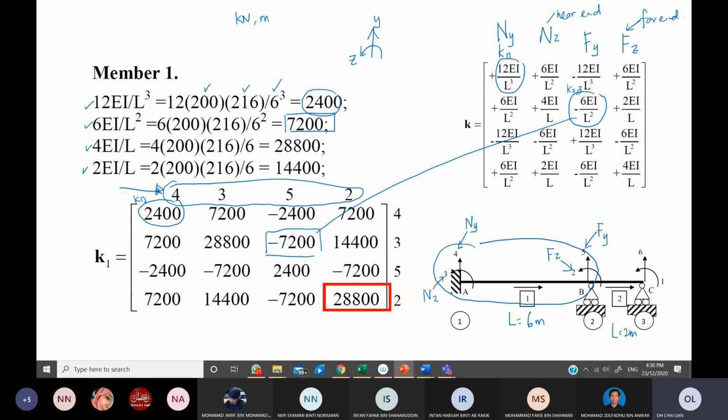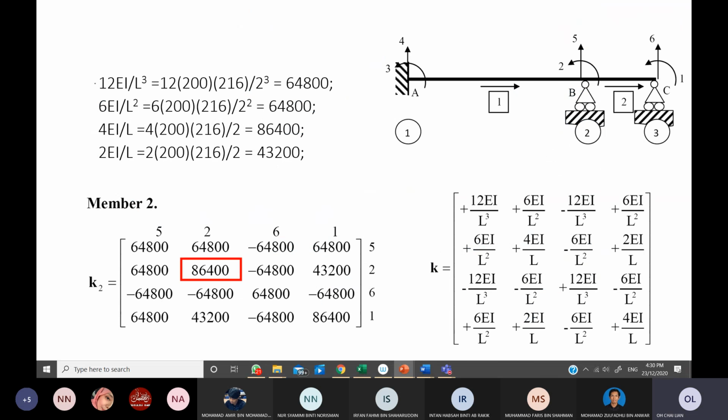Okay, so let us have a look at element number 2. So we do it again. Okay, 12EI over L cubed, 6EI over L squared, 4EI over L, and 2EI over L. So this time, for element 2, the length is 2 meters. Just put this in the equations. Then you get a set of new elements. Just pop it in again to the template.